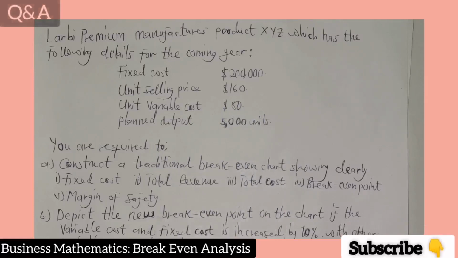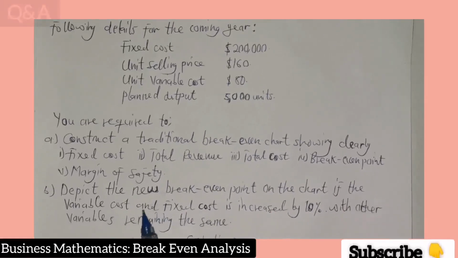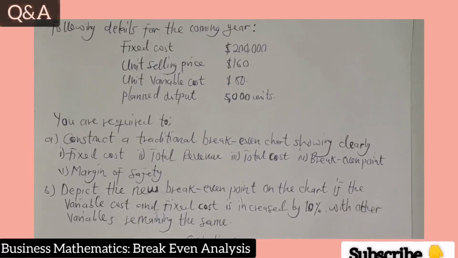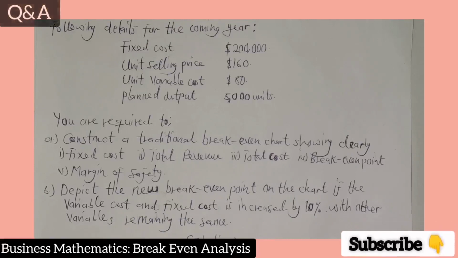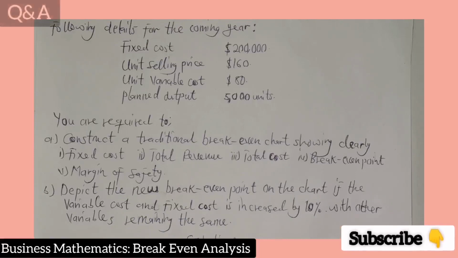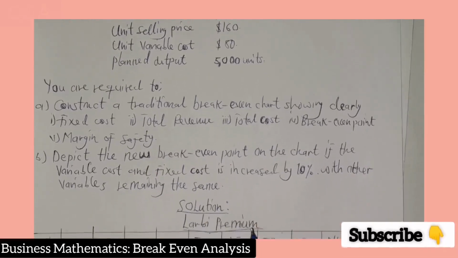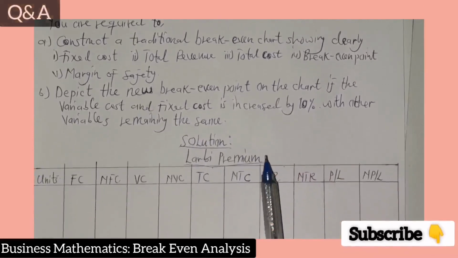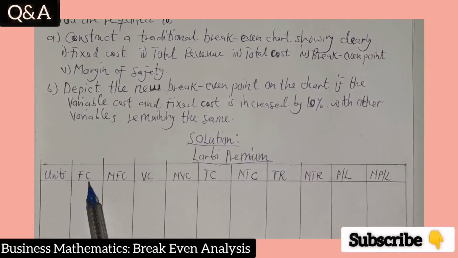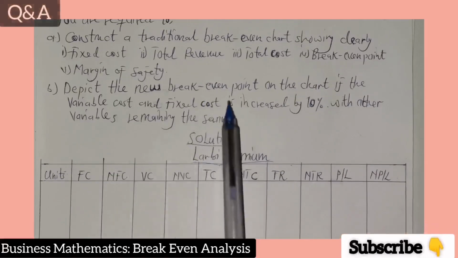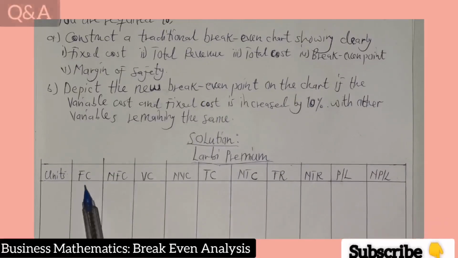Because you're asked to depict a new break-even point, anytime you are going to have a fixed cost, you need to have a new fixed cost column for it. The same thing for variable cost: you also have a new variable cost column for it. And this is the table I'm talking about. So here you're going to have our units. Then it's our fixed cost. The fixed cost was the $200,000 that we are talking about. So that one is going to be here.